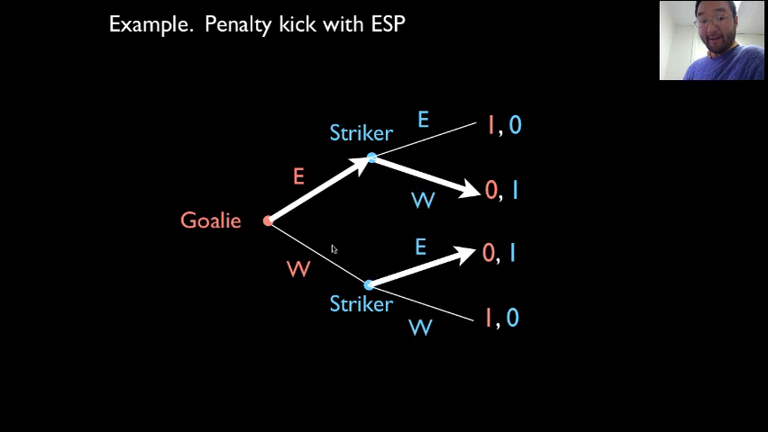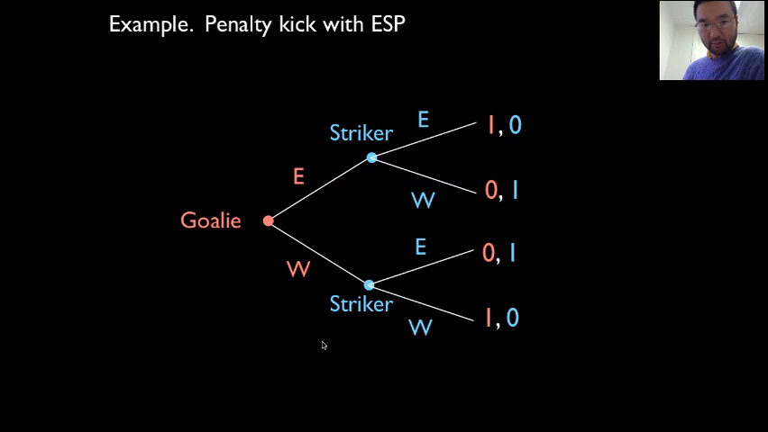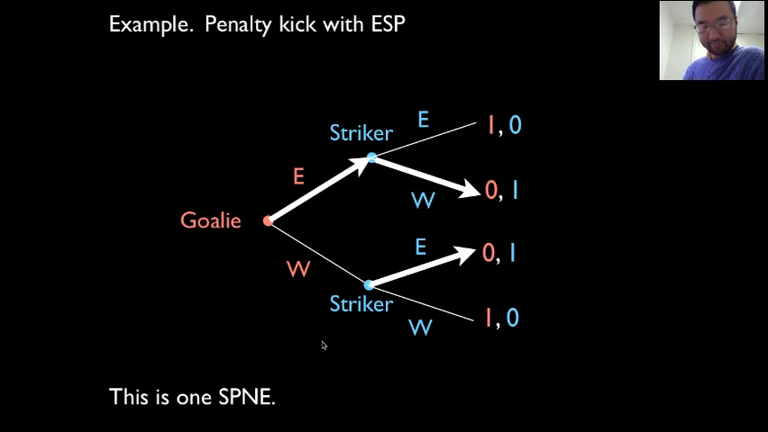So this is one subgame perfect Nash equilibrium, where the goalie chooses east. Another subgame perfect Nash equilibrium is when the goalie chooses west. And what is the subgame perfect Nash equilibrium? It's the pattern of arrows I'm drawing. Remember, a strategy has to specify what happens in each node. So this entire pattern of arrows is the subgame perfect Nash equilibrium. In this case, there are two: this one and the one we had before.